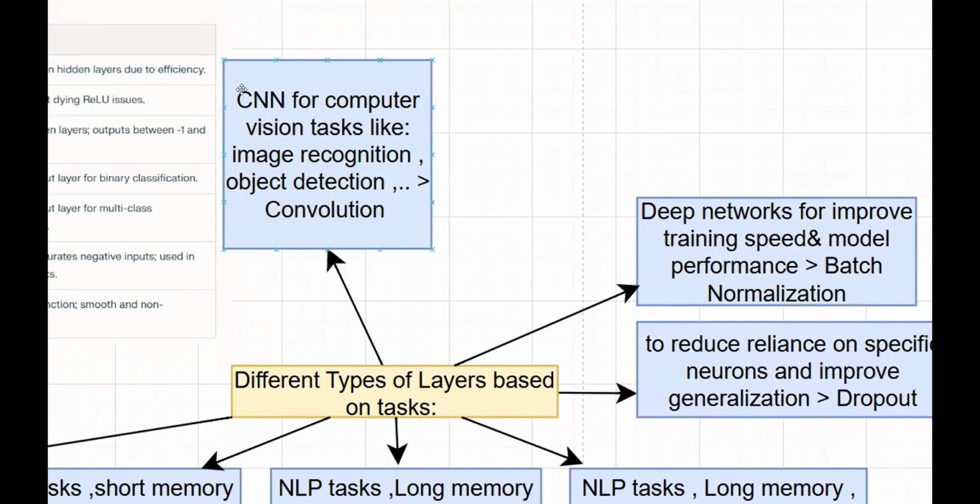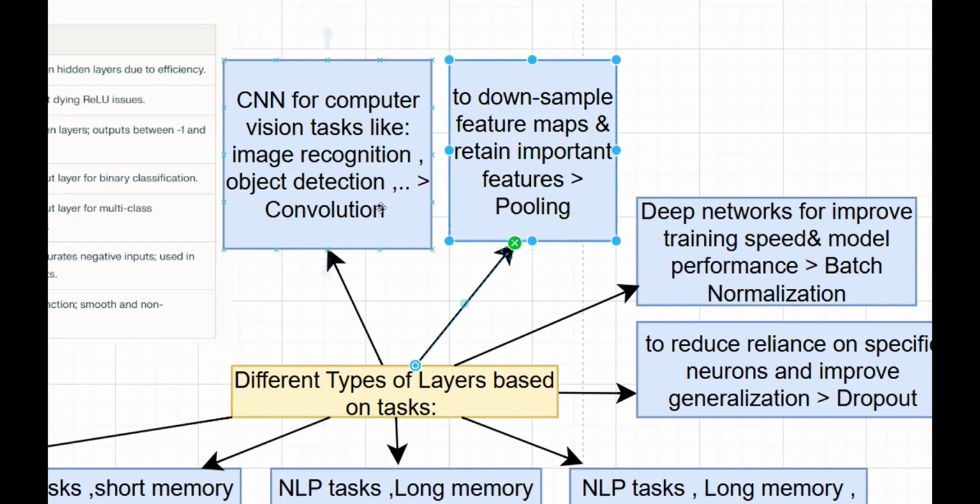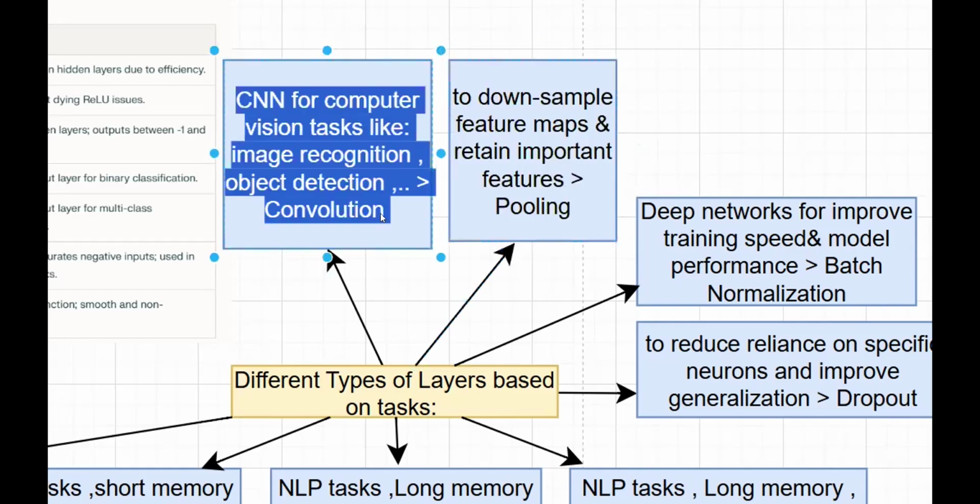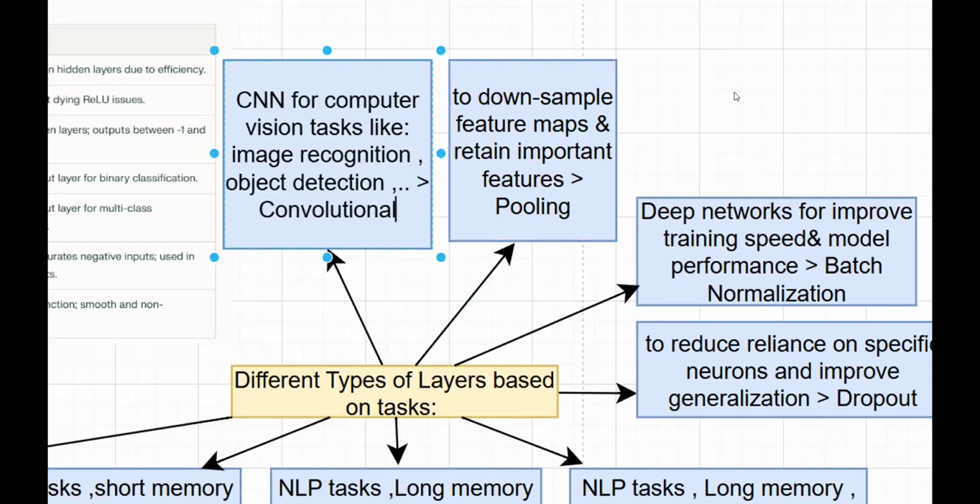We are able to do this computer vision based task. After performing the computer vision based task, we may get high feature-mapped data. Then, in order to reduce or downsample the feature maps and retain the important features, we have one more layer, that is the pooling layer. What is that? The pooling layer. This is not convolution, it's a convolutional layer.